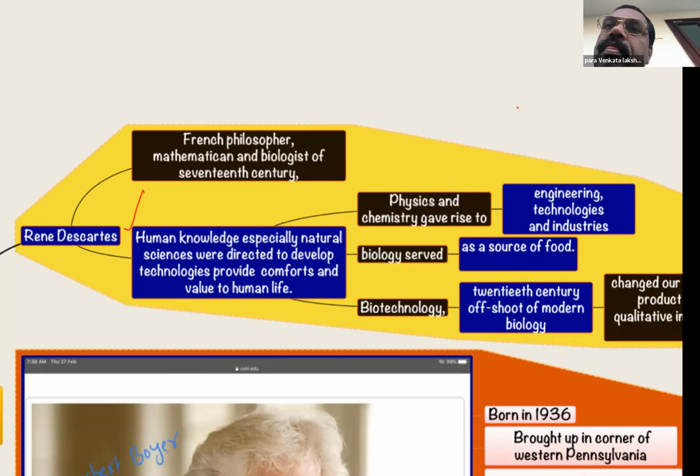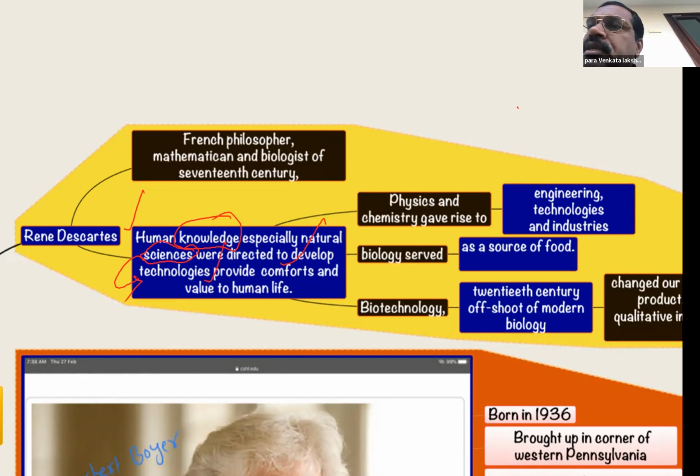See, whatever knowledge you are getting, where? In the natural sciences. And this knowledge will lead to a technology. And this technology will provide comfort, and not only comfort, also value to human life.